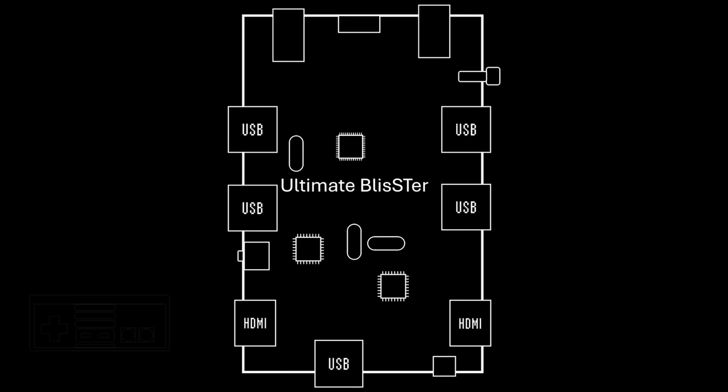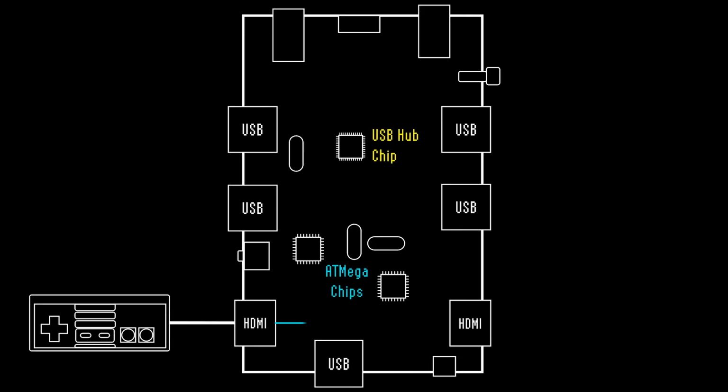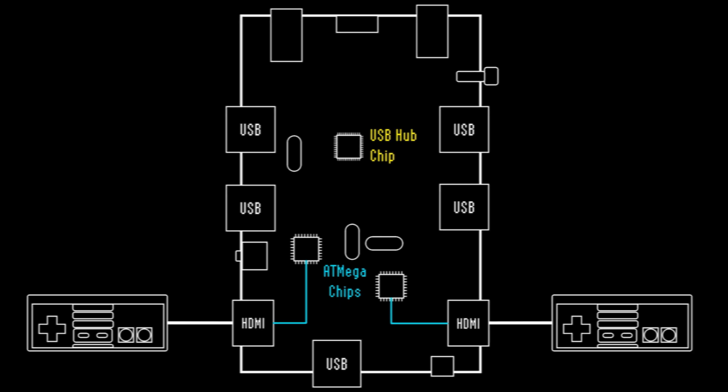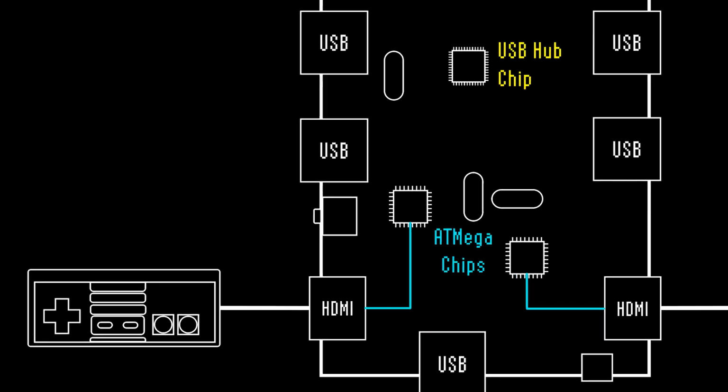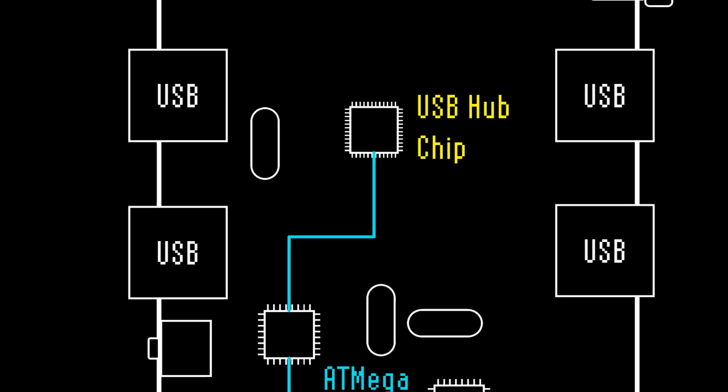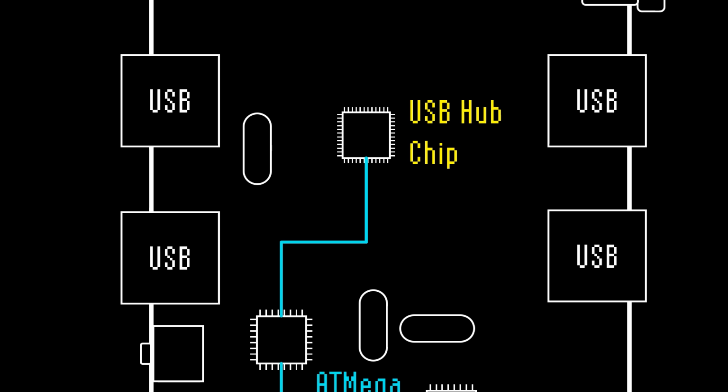When you plug an original controller into the BlisSTer, it uses the ATmega microcontroller to speak to it in its native protocol. And the reason that there are two of them is because each controller port has its own dedicated microcontroller. This is a great thing because it means that the input processing doesn't have to share CPU cycles with another device. Once the original controller input is translated, the BlisSTer then passes that data off to its onboard USB hub chip, which then communicates with the MiSTer.